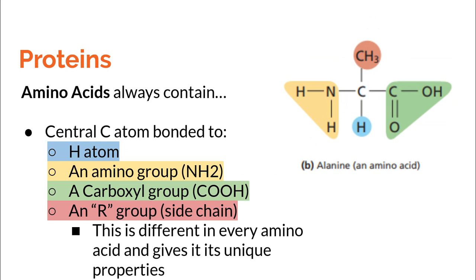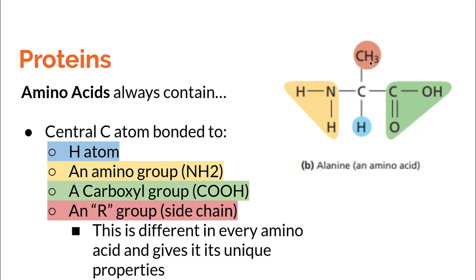So let's take a look at what amino acids always contain. Again, they always have a central carbon atom. One covalent bond is always shared with one hydrogen atom. One covalent bond is always shared with what's called an amino group. So that's a nitrogen atom connected to 2 hydrogens. A carboxyl group, which is a carbon that is bonded to an oxygen here and an OH over here.